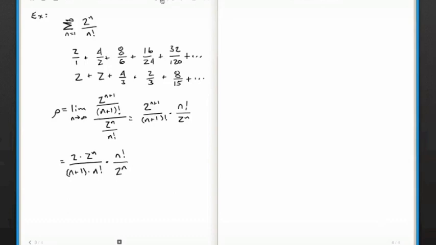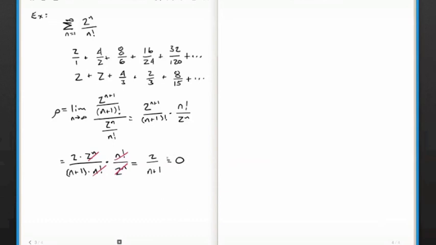And now things start to cancel out for us. Let's see what we can clean up here. The 2 to the n definitely goes away here. The n factorial goes away there. Well, that's nice. Now all our exponents and factorials are gone. That leaves us with just 2 over n plus 1, which goes to 0.